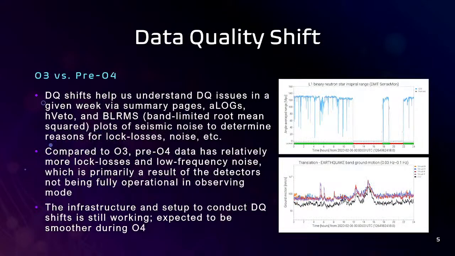And then finally, data quality shifts. So DQ shifts, as we call them, help us understand the data quality issues in a given week of information coming in through LIGO's detectors. And we do this by looking at the summary pages, A-logs, H-veto, the band limited root mean squared or BLRMS plots of seismic activity and noise to determine why there were lock losses.